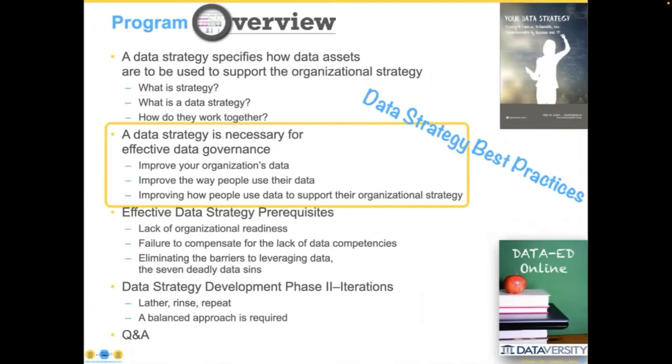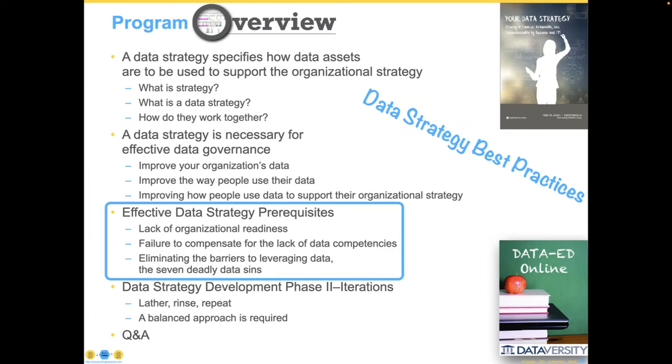So key for this, obviously, is to improve your organization's data, improve the way people use their data, and improve how people use data to support strategy. That's a three-part process, which is a lot more than just making data of better quality.